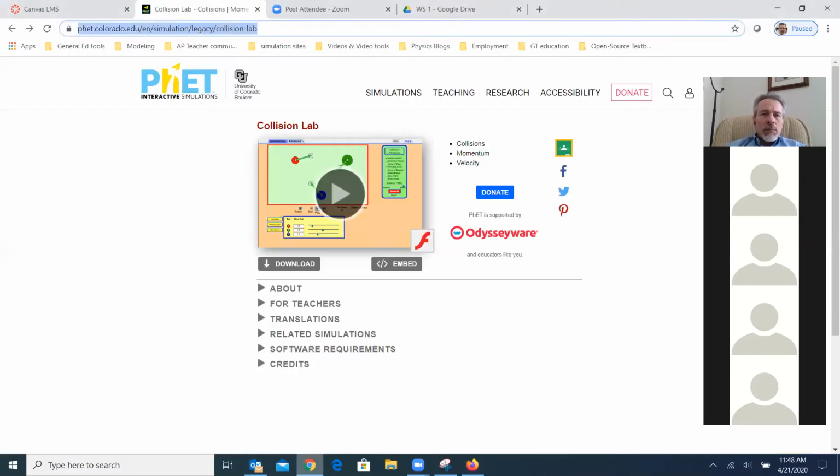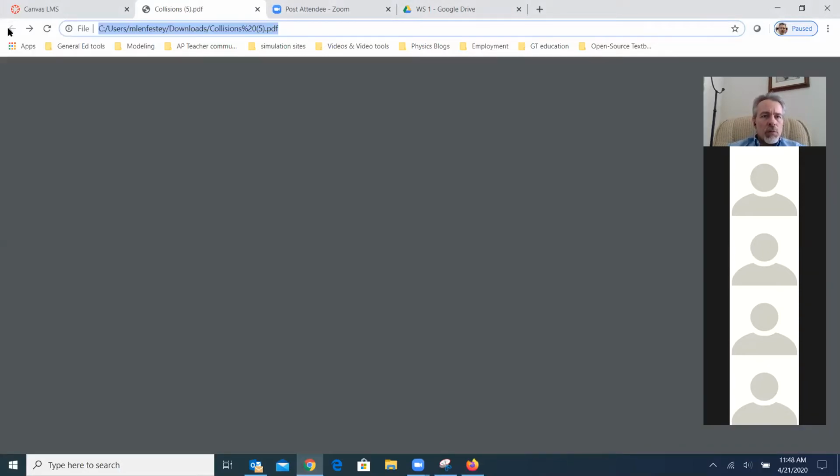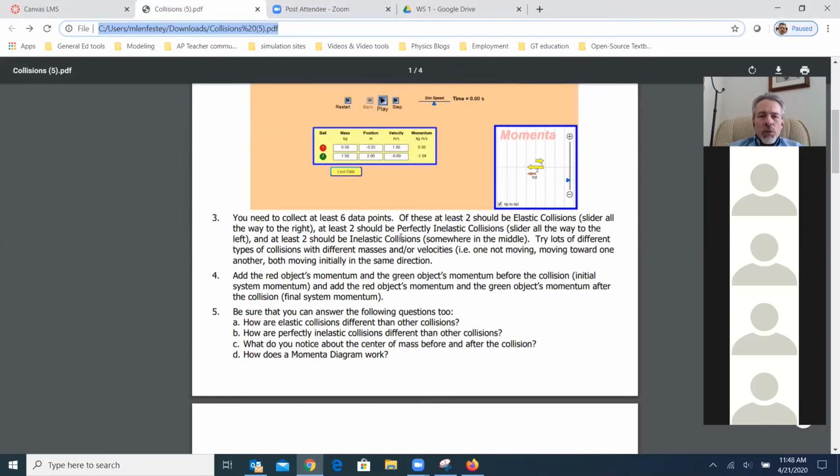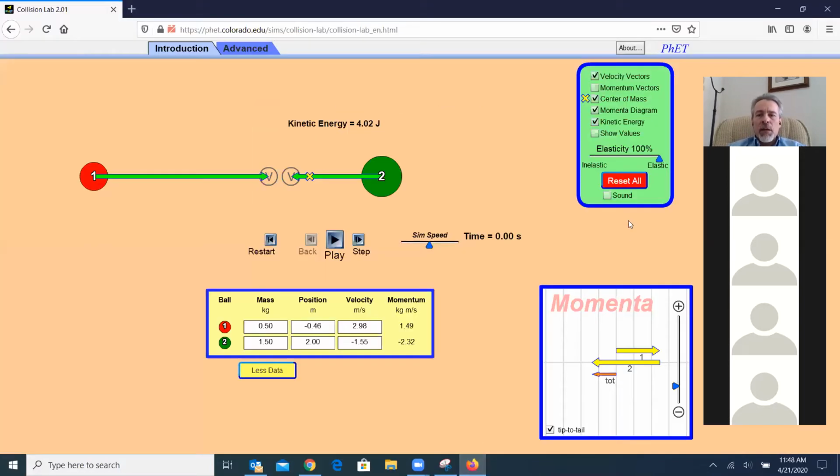But I also want you to try different types of collisions. Wait a second, where'd my sheet go? Right down here, I want you to try at least 2 different elastic collisions, 2 different perfectly inelastic collisions, and at least 2 inelastic, just simply inelastic collisions. The second one and the third one are kind of confusing because it says perfectly inelastic and the last one just says inelastic. So I want to show you the difference between those and how you get those.